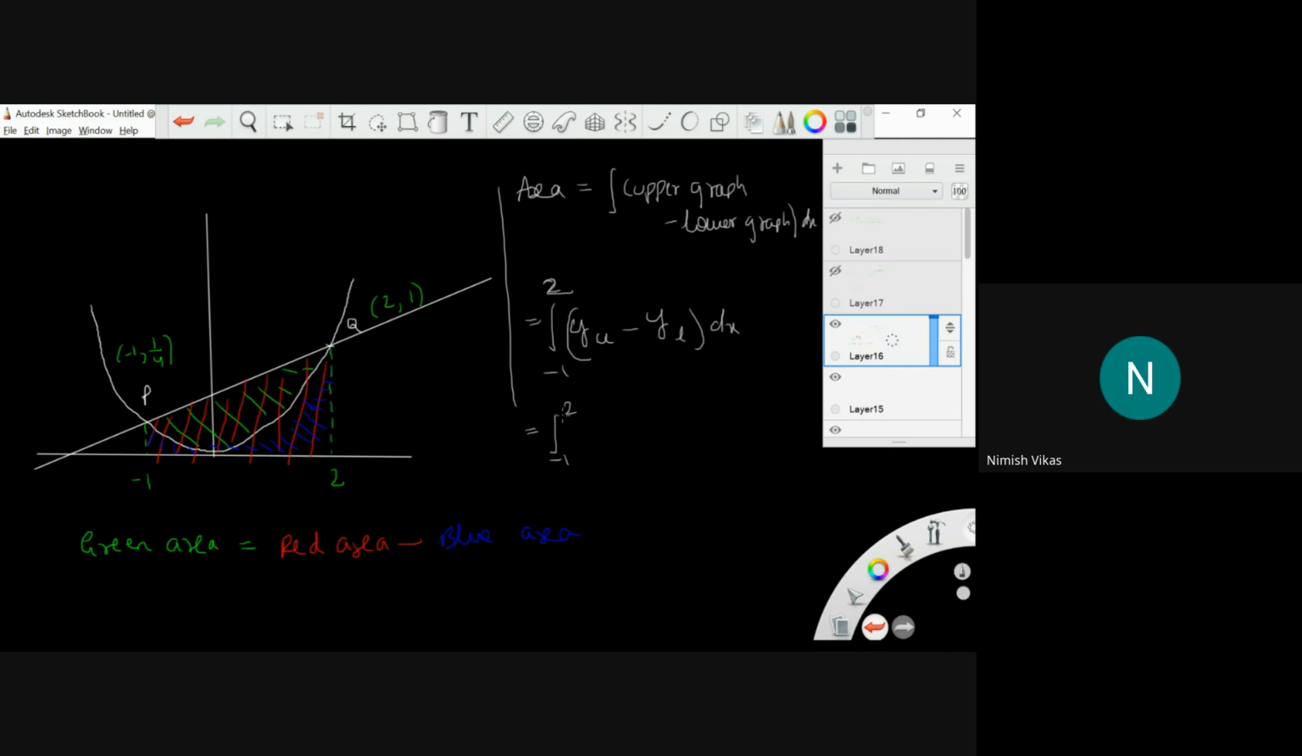The upper graph is a straight line. What was the upper graph? Y is equal to x upon 4 plus half, then minus the lower graph, which was this parabola. So parabola was x square upon 4 dx. Then you solve this integral in a simple regular way, and you will find the required area. So under the line PQ, we have the red area. Under the parabola, we have the blue area. So we subtract the two areas to get the green area. So this was one example. Note this down.